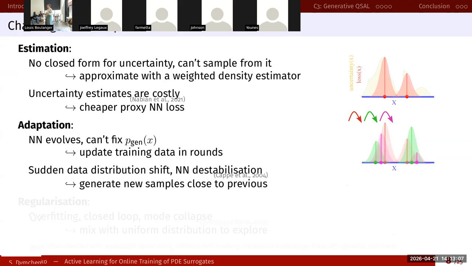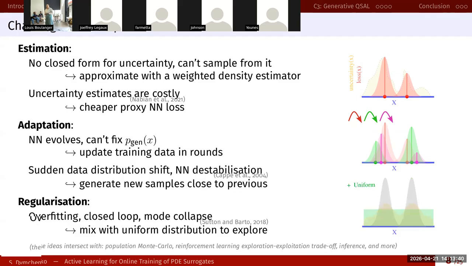So we can't just fix our prior of the distribution. We need to update it in some kind of rounds to follow the neural network evolution. However, these rounds of updating the dataset can incur some distributional shifts in the data, which can destabilize the training of the neural network. So instead of changing the prior too drastically, we can try to adapt every round of new data based on the previous one to generate samples which are more or less close to the previous ones.